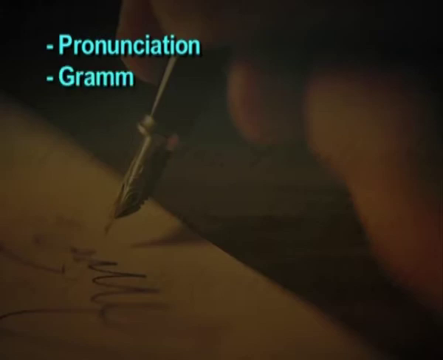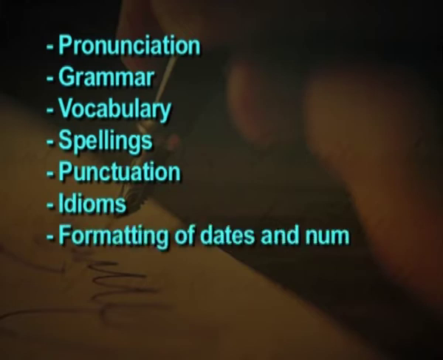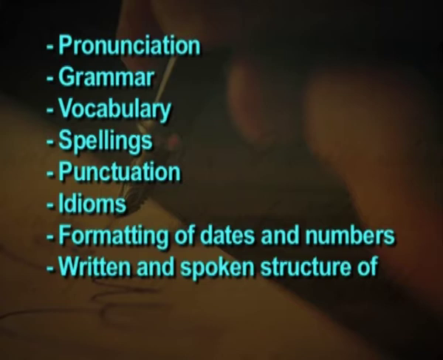Now, the Americans were introduced to English by British colonization, and it spread wide. In course of time, the language was spread to numerous other parts of the world as a result of British trade and colonization elsewhere and the spread of the former British Empire. Over the past 400 years, the form of the language used by the American people has deviated in different ways. Differences between American and British English include pronunciation, grammar, vocabulary, spellings, punctuation, idioms, formatting of dates and numbers, written and spoken structure of grammar, etc.